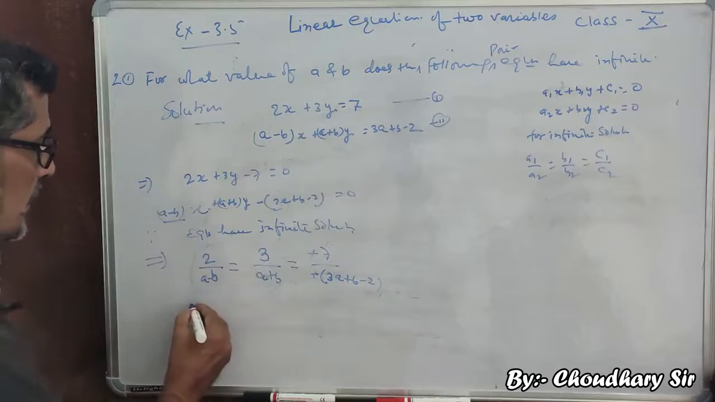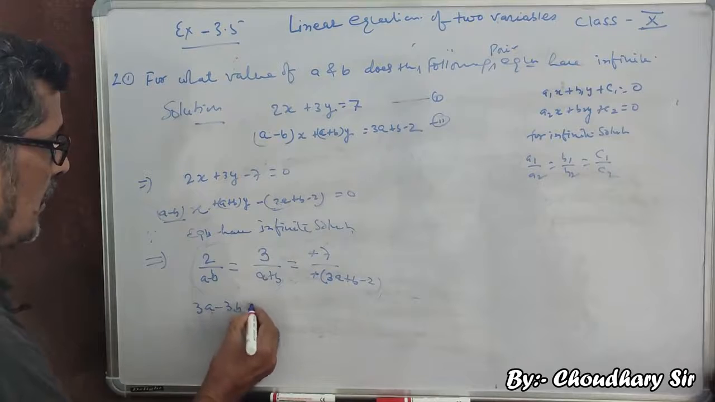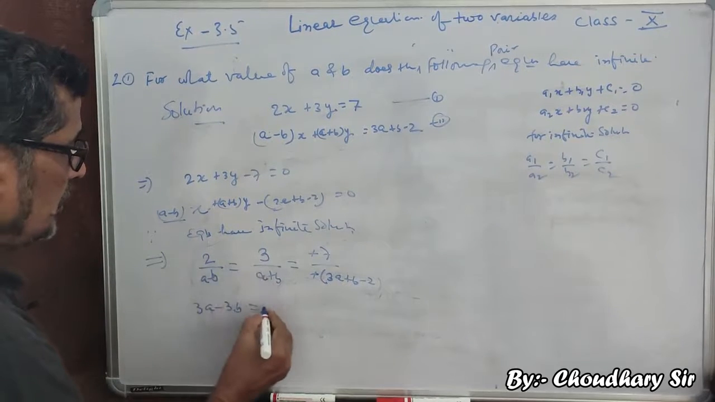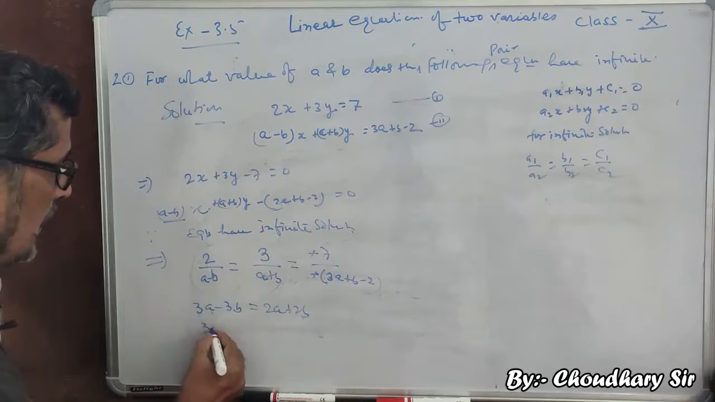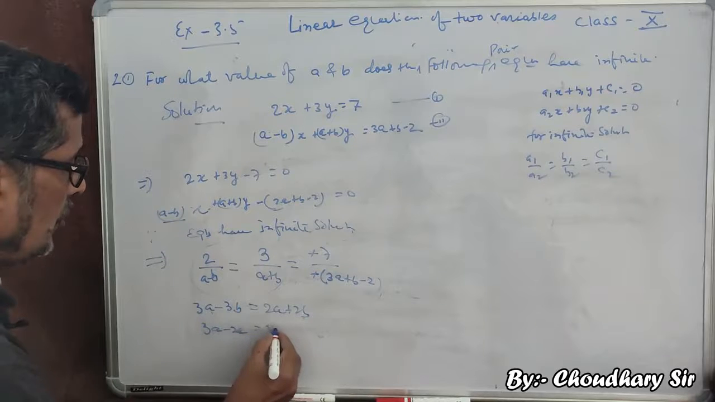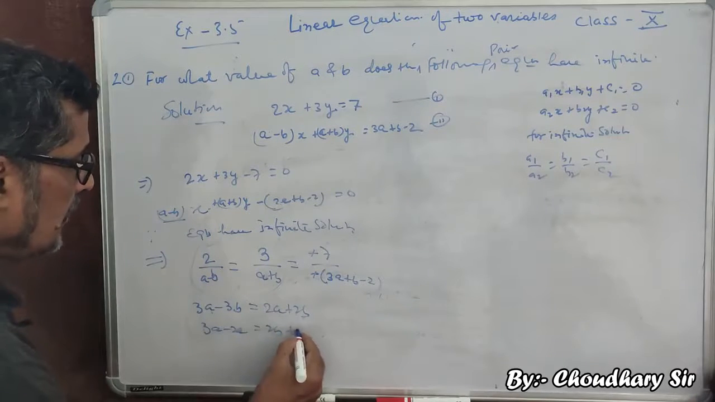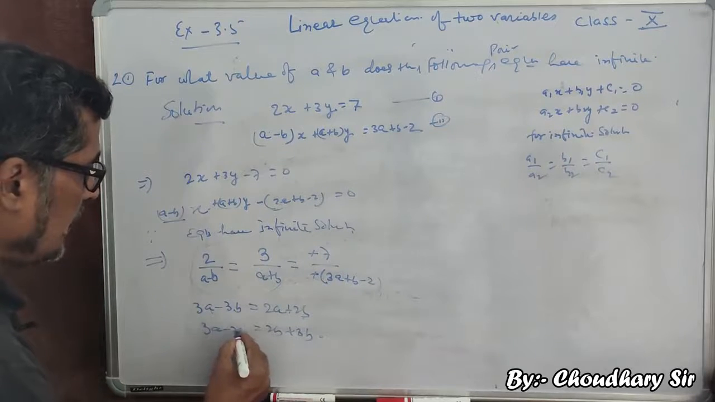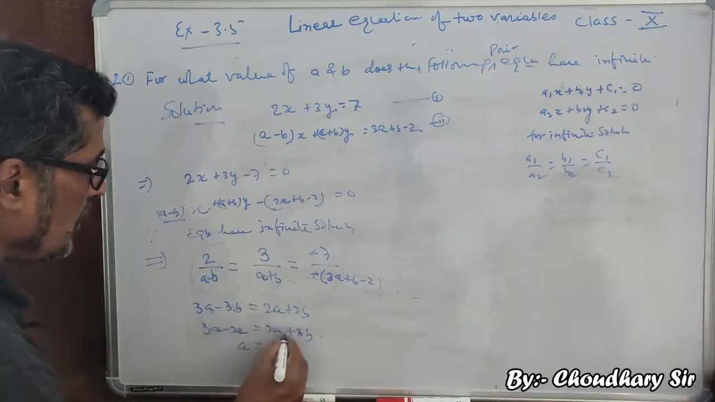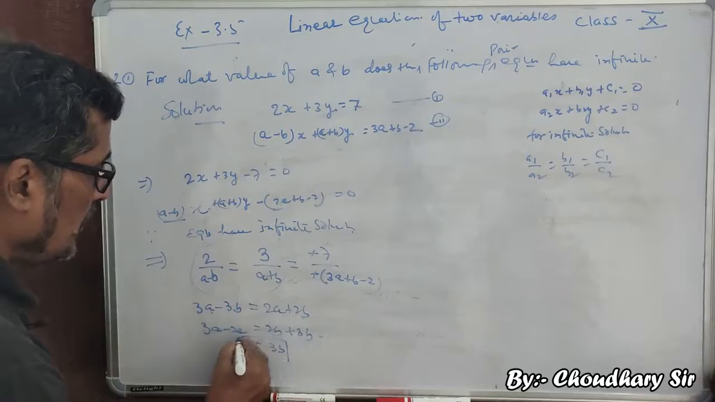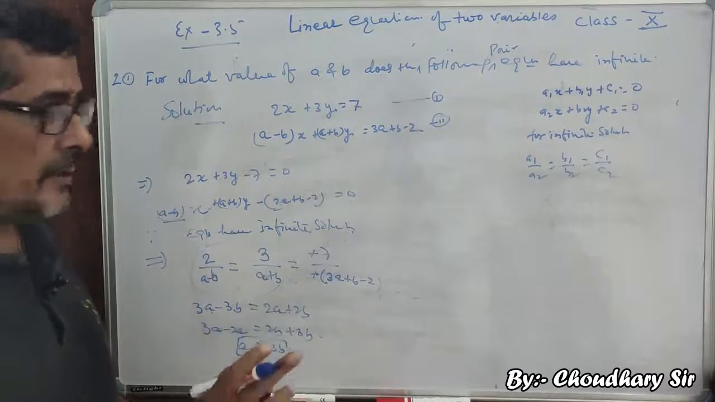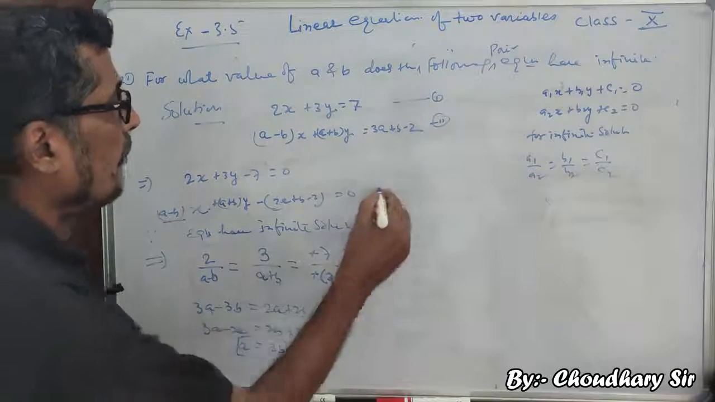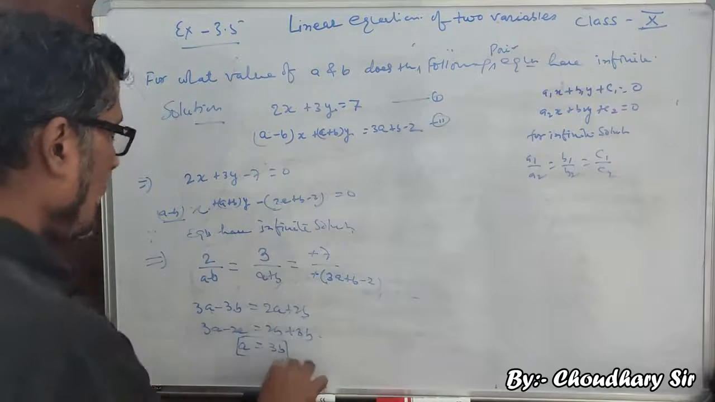Take the first two ratios. What do we get? 3a minus 3b equals 2a plus 2b. Carry this side: 3a minus 2a equals 2b plus 3b, so a is equal to 5b. So one simplified equation we found is a equals 5b. Again take the other two, second and third.